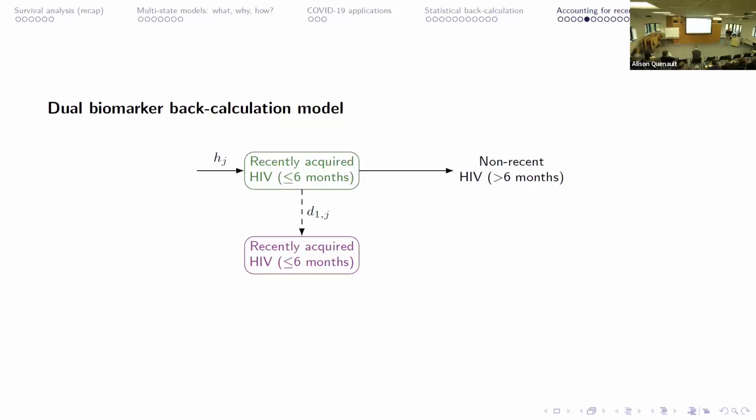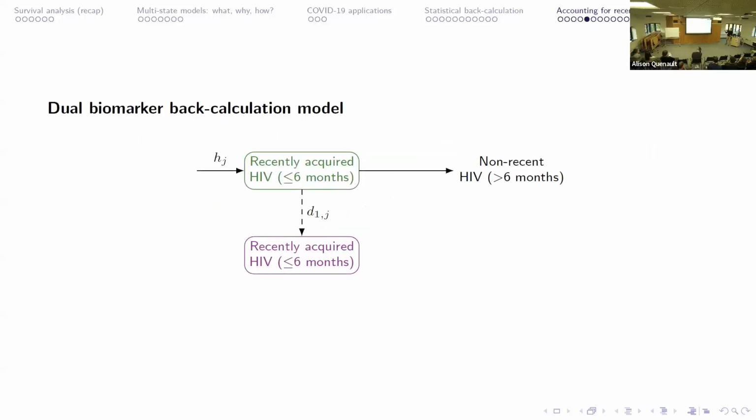So we had our CD4 back calculation model. We're now going to be using the CD4 and a RITA result or an avidity result. So this is a dual biomarker model. And essentially what we want to do is add in these additional states at the left-hand side of our model. So people are either recently acquired or they go into their non-recent. And if people do acquire their infection at that point, they can also be diagnosed.